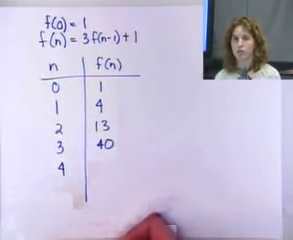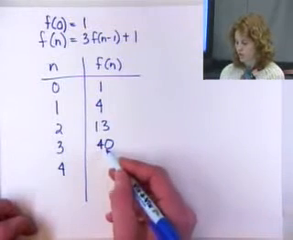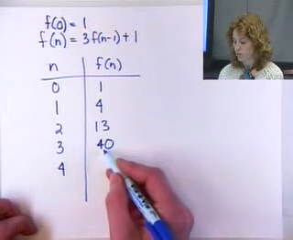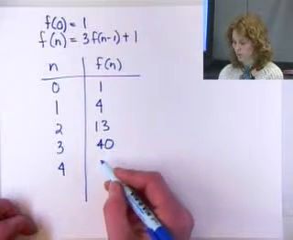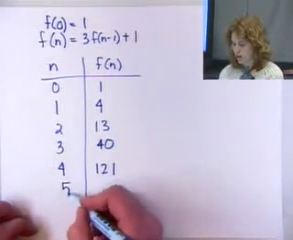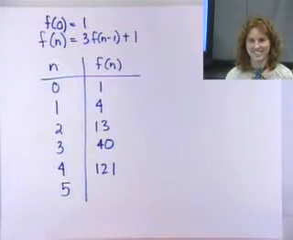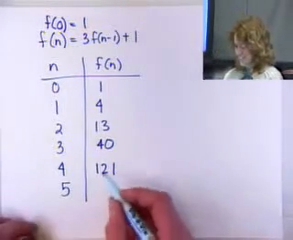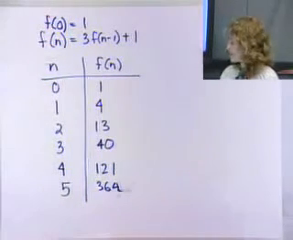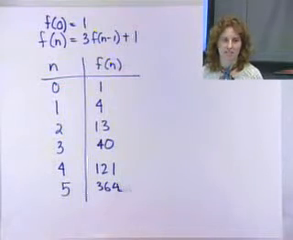When n equals 4, I want to do 3 times f of 3 and add 1. So that's 120. Sorry, I was doing 4 times that. Okay. And then 3 times that one plus 1. 363 plus 1 is 364. So that's an example of a recursion.